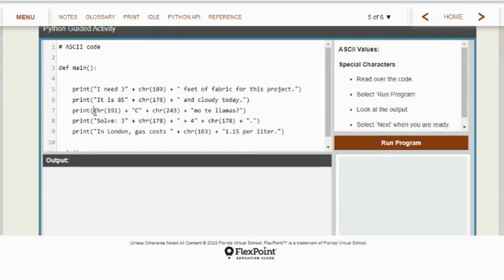Print whatever the character 191 is, plus C, plus character 243, Mote Lamas. So this is a quote in a different language, apparently.